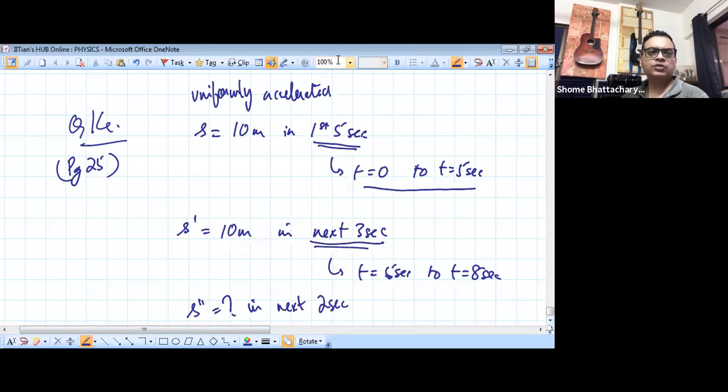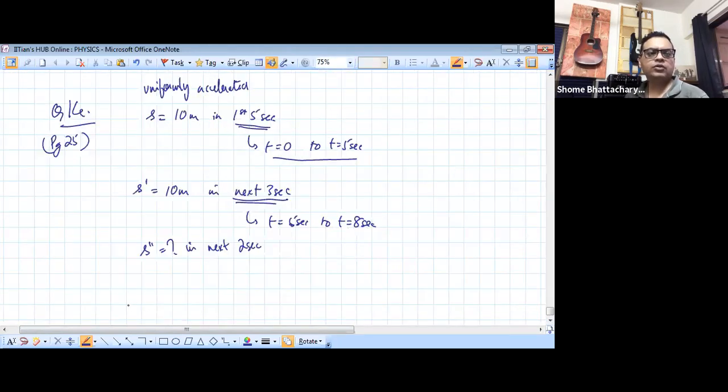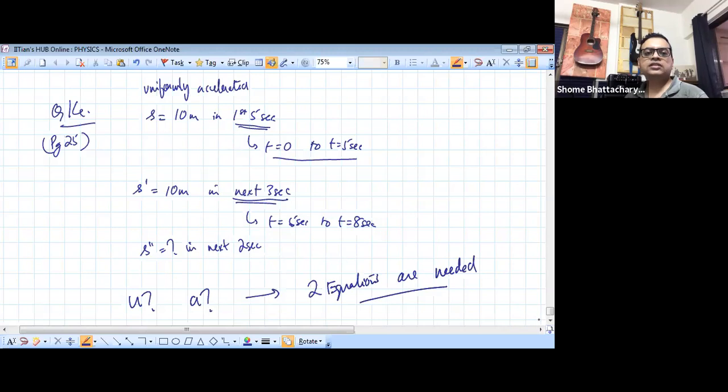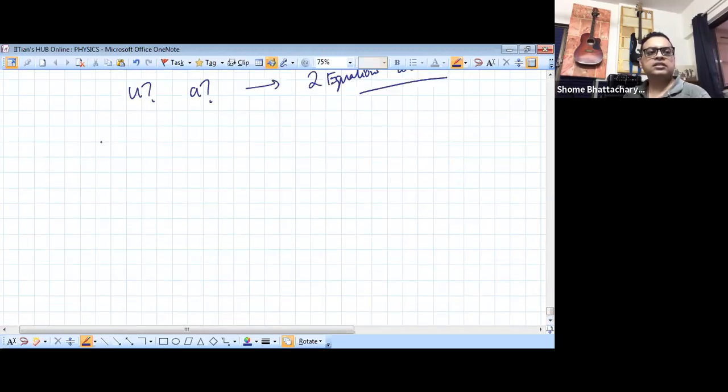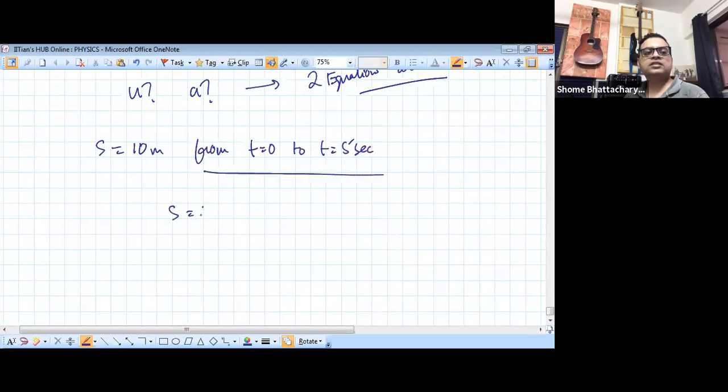Okay. So how we'll do this question, see, we have two unknowns. We have u, the initial velocity, not known, and acceleration not known. So two equations are needed. The first thing we can see here is that the displacement is equal to 10 meters from t equal to 0 to t equal to 5 seconds. So use that. So s is equal to ut plus half at square.